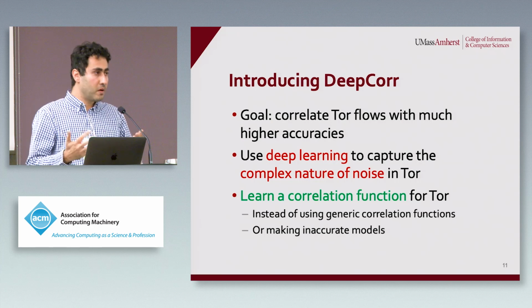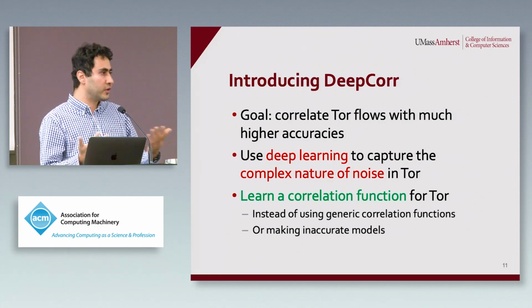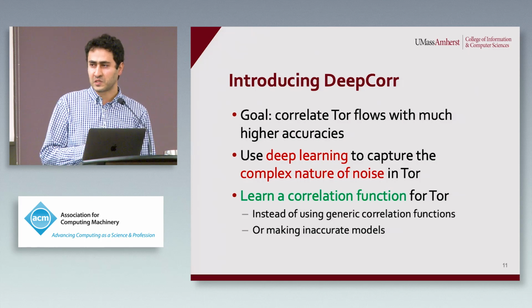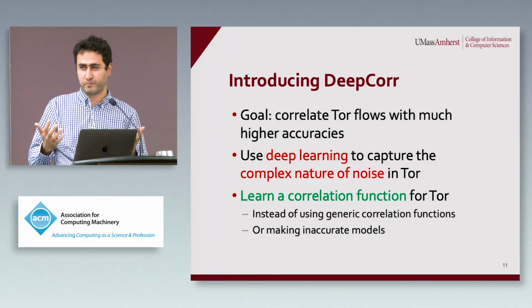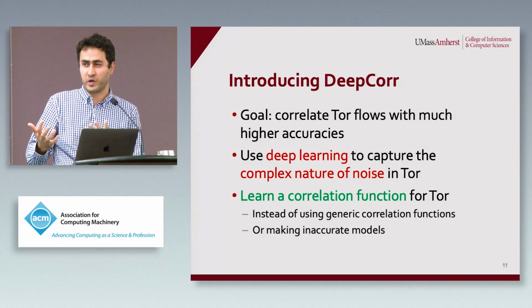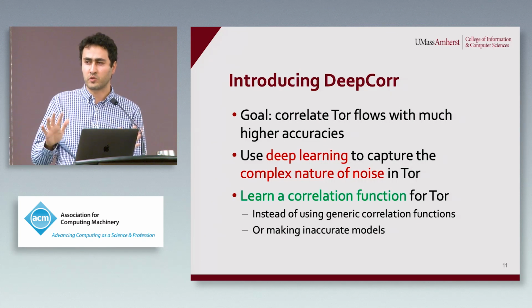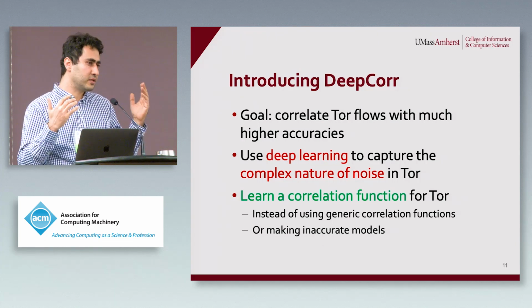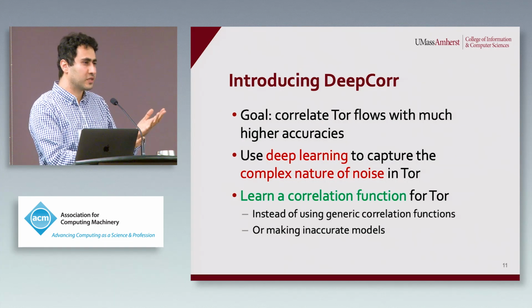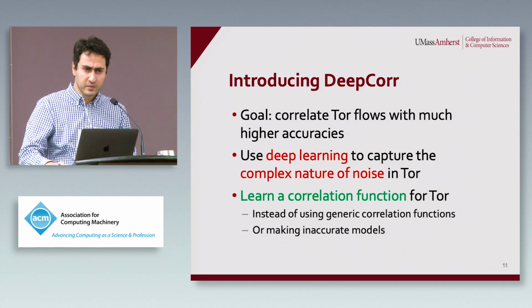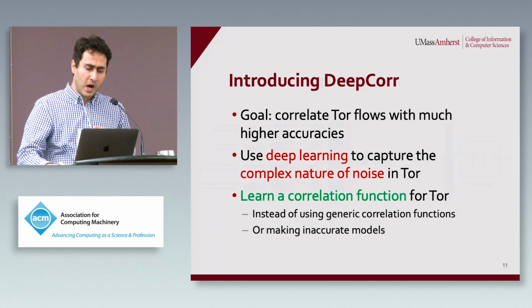DeepCorr learns a correlation function for Tor, as opposed to using generic statistical correlation functions or making unrealistic assumptions about what the noise model is in Tor. So we don't try to model noise in Tor. We just say, let's learn how the Tor noise is in practice, and build a function for that. All right, so this is the core idea of DeepCorr.